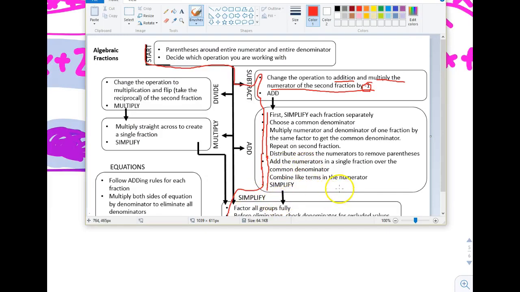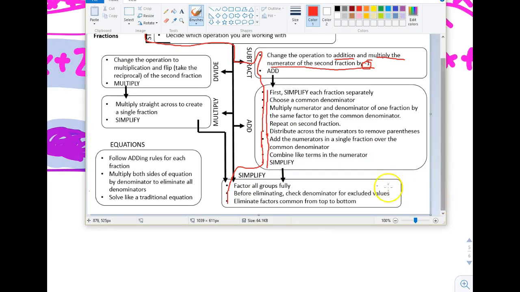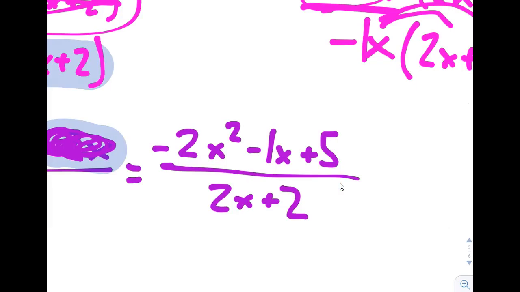And in our simplify step it says factor all groups fully, and then eventually we'll eliminate common factors. Factor all groups fully. This right here has nothing in common all the way across, and although it is an x squared term, we have not talked about or looked into ways that you would factor things that have a number in front of the x squared like that. So even if this were possible to factor, it's not something that you would have practice or have skills with right now. So we are going to leave that as is.